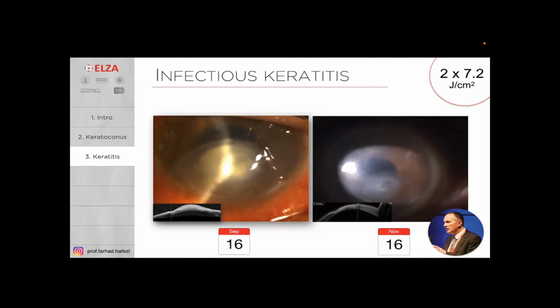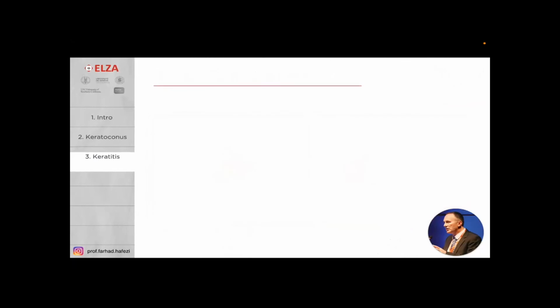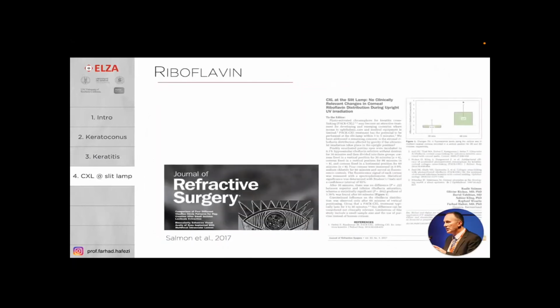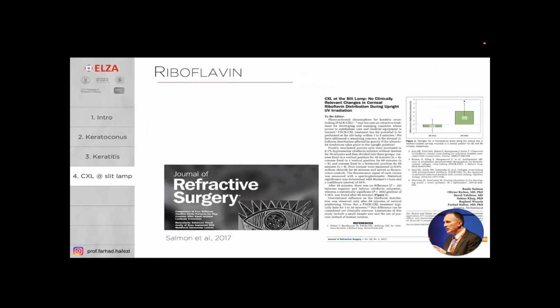Some obstacles had to be overcome. When establishing cross-linking at the slit lamp, we need to make sure about the question we always ask: Doctor, will the riboflavin go down with gravity? The answer is yes, it will go down, but you have 60 minutes of time before it is noticeable. And that's by far enough time to perform cross-linking.